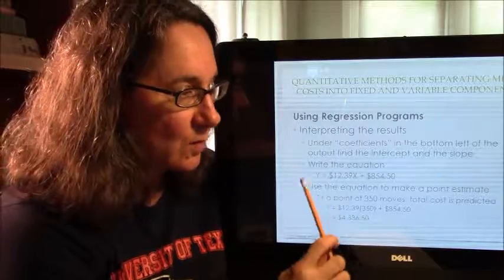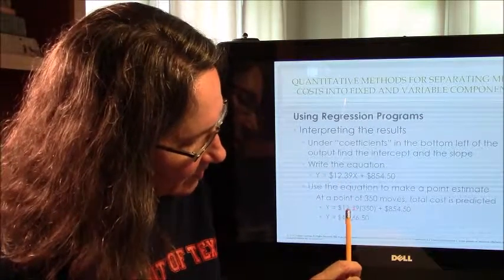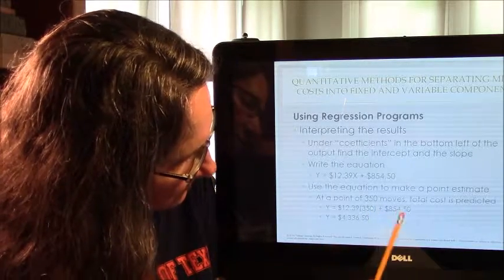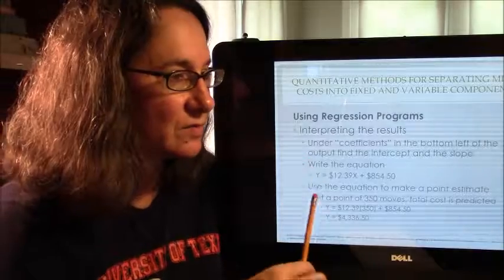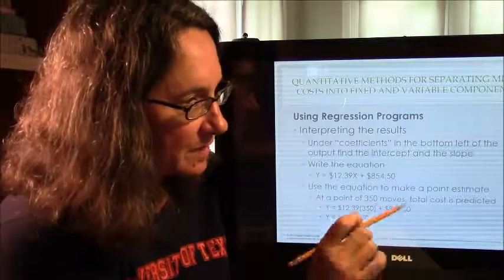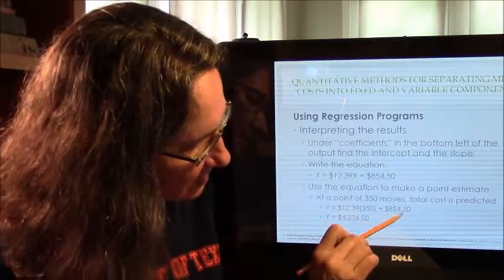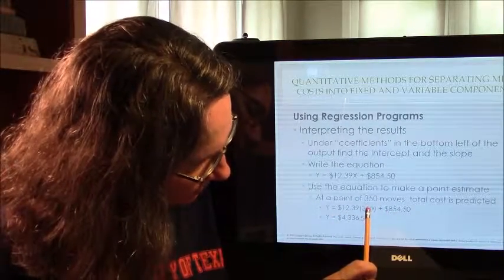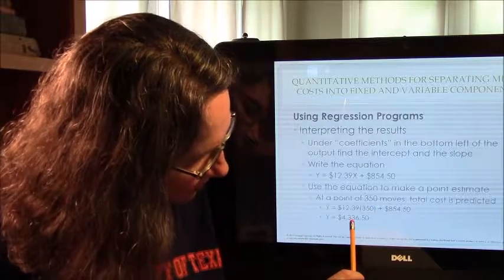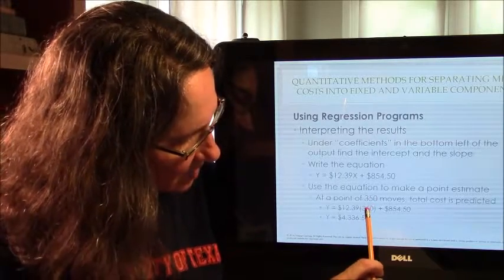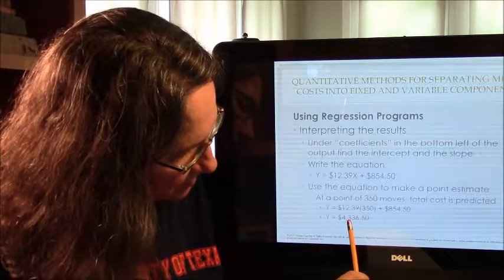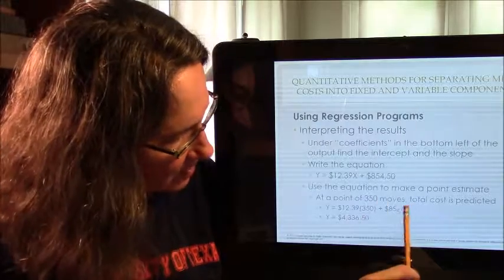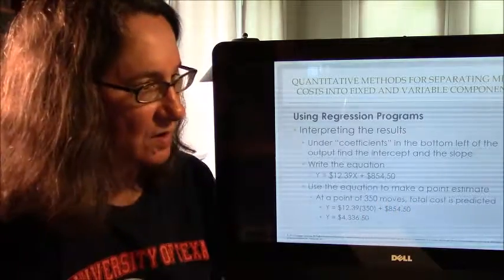So here's our equation. Y equals 12.39, that's the slope, times 350, or whatever number you want, the 350 output, plus 854.50, which is your intercept. So you can fill any number you want in here and come up with total cost. So the total cost for 350 units is $4,336.50. That is composed of $12.39 variable cost per unit and $854.50 fixed cost.